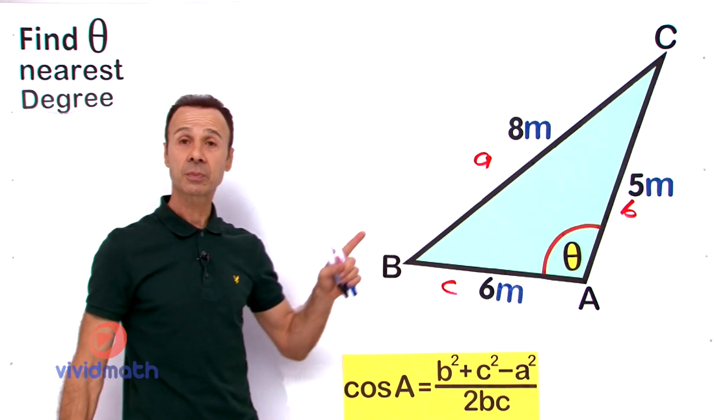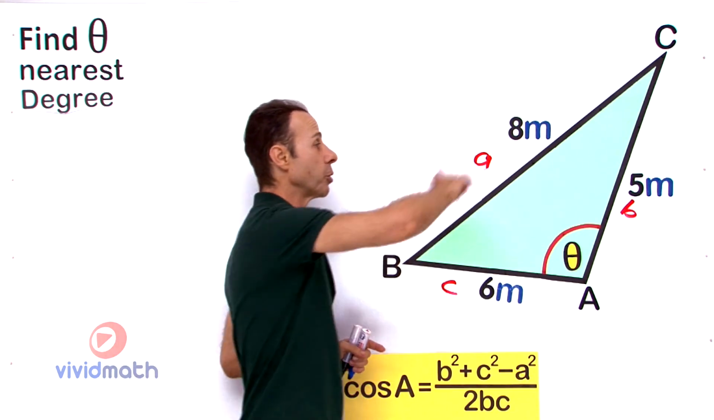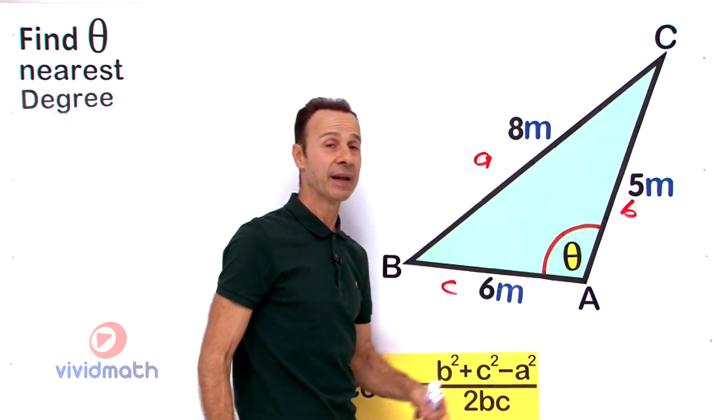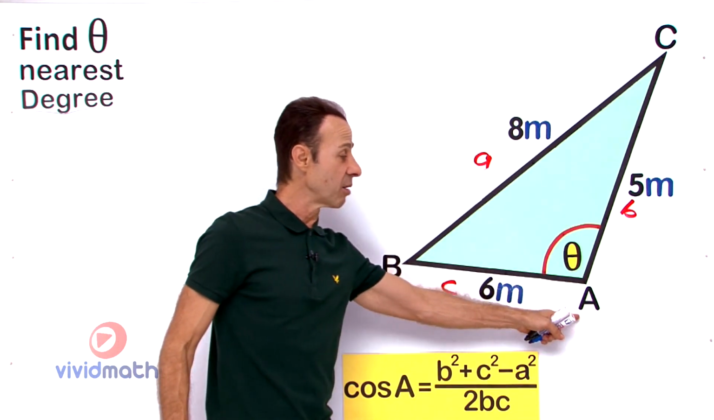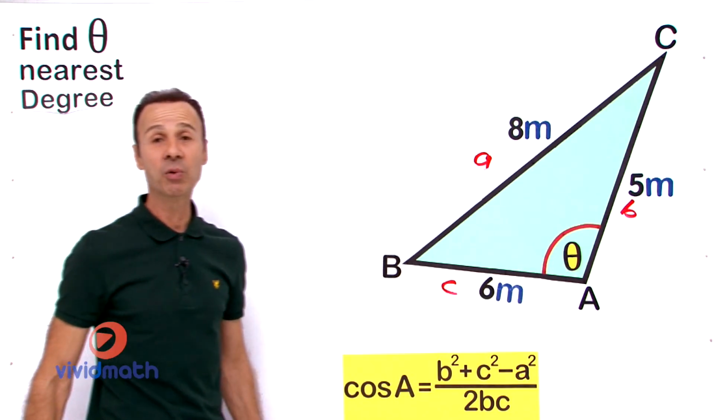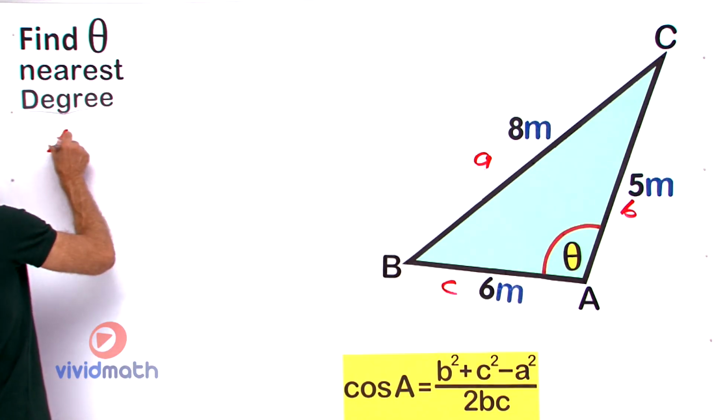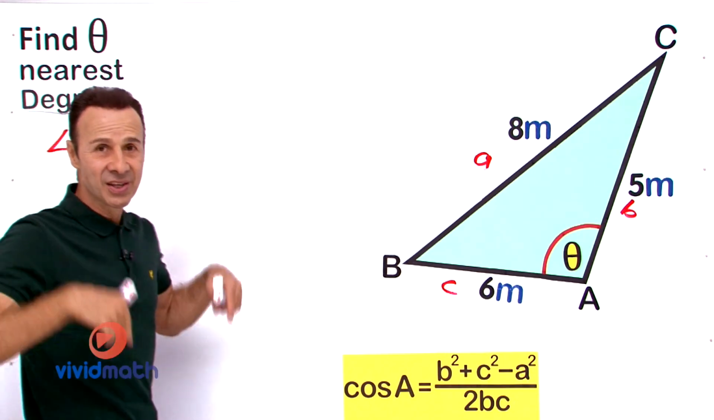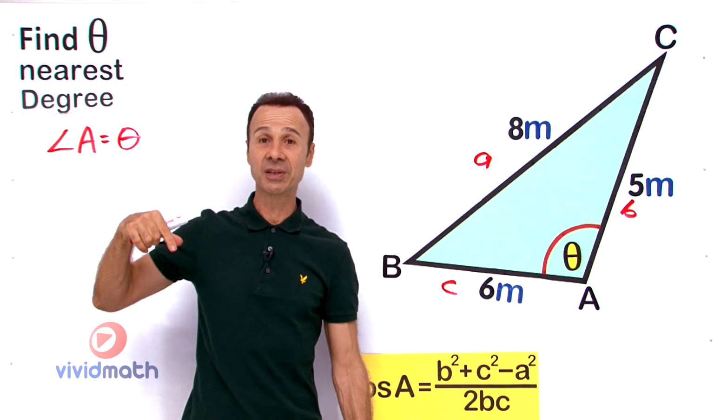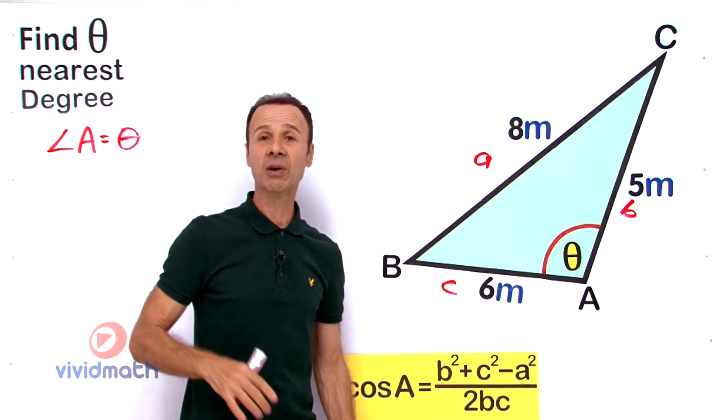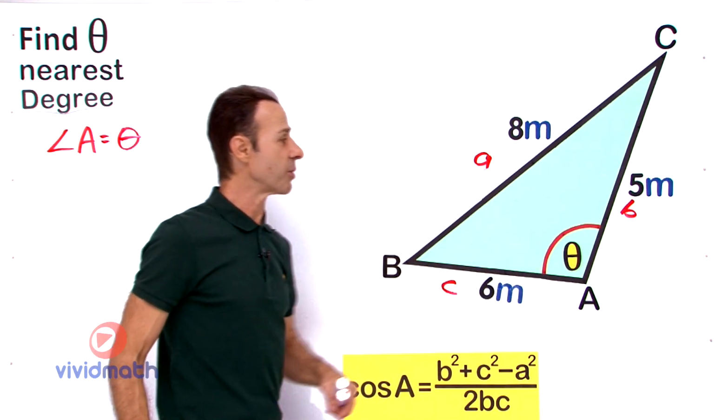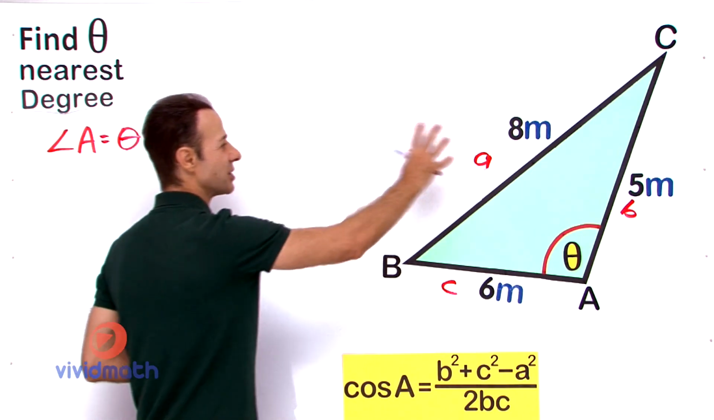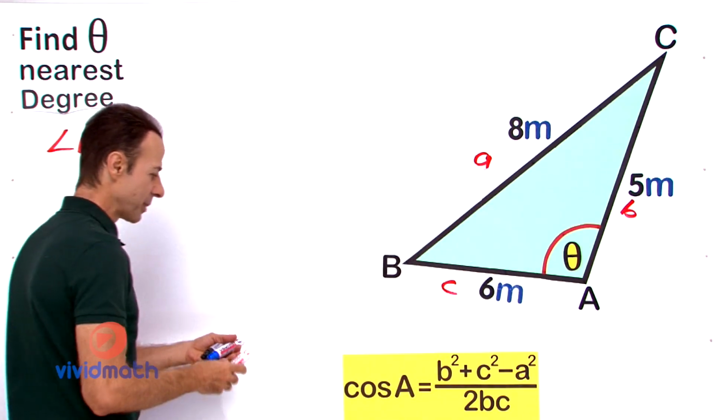So again, cosine rule, all three sides are given and you want to find an angle. In this instance, angle uppercase A means the same thing as angle theta. So angle uppercase A equals theta, exactly the same. In this example, I'm going to use A instead of theta. I usually use theta, but I'm going to use angle A to find that angle there. So let's take these values and substitute them straight into this formula.